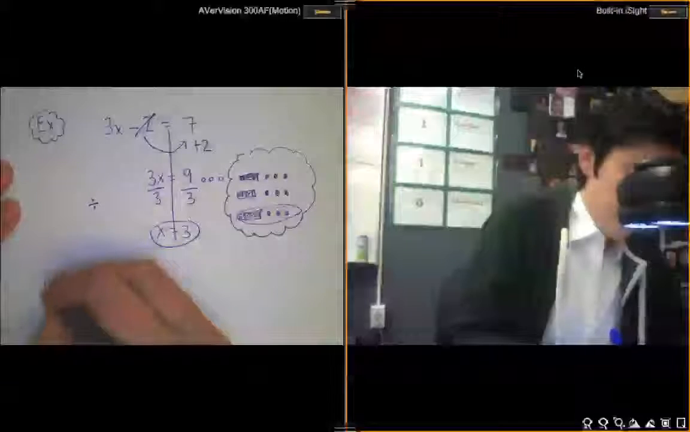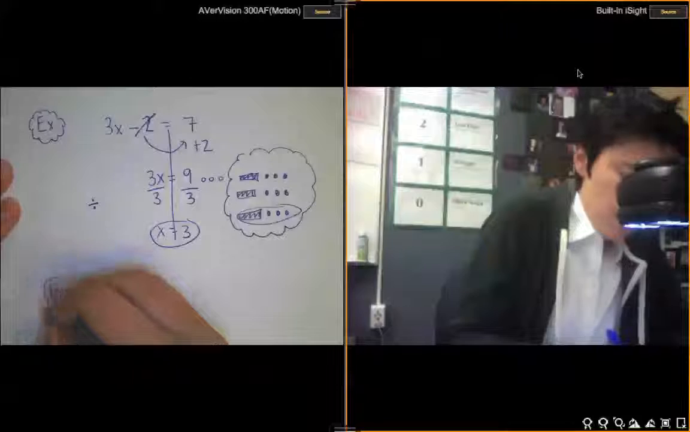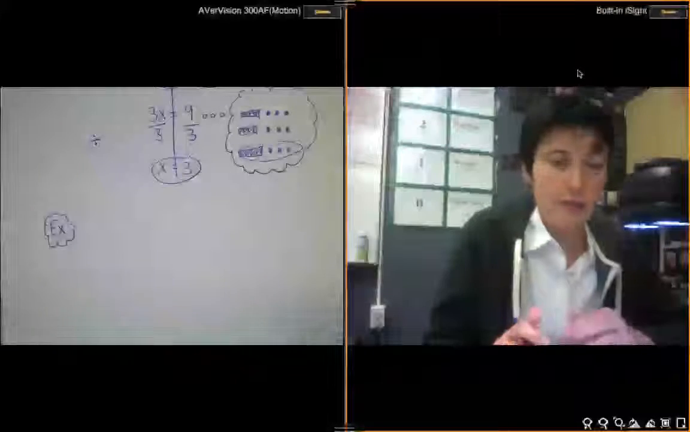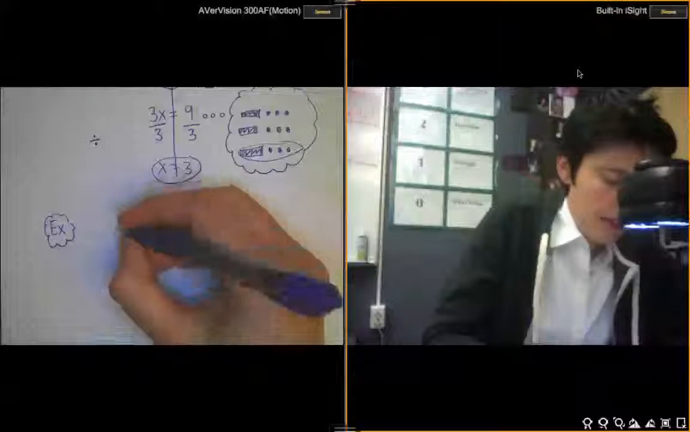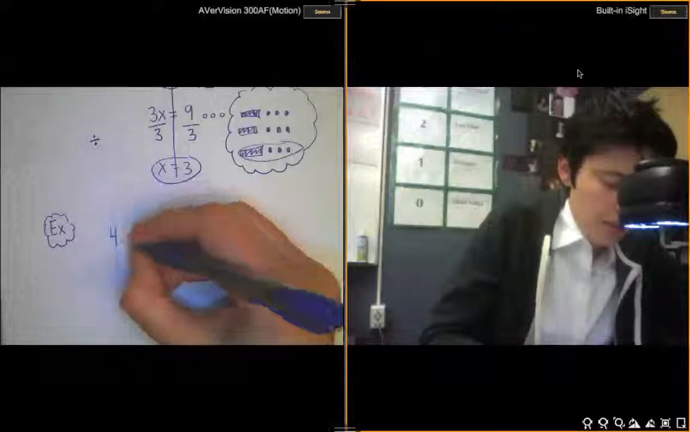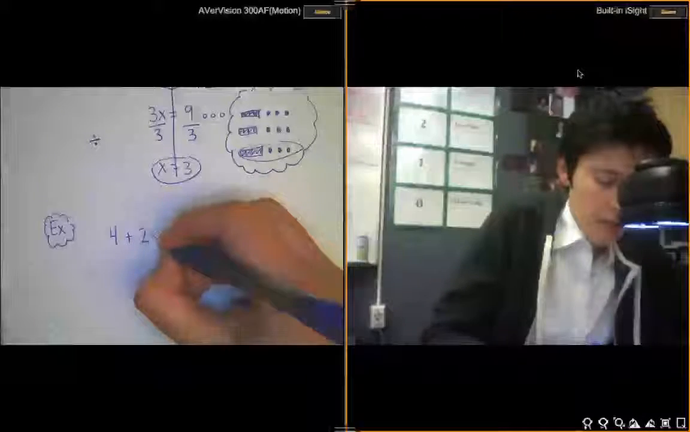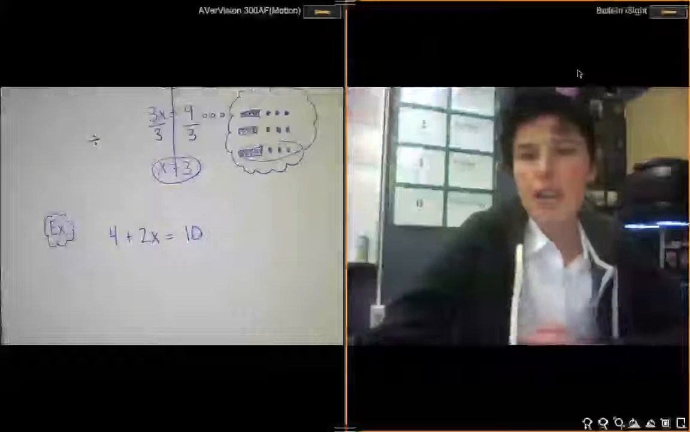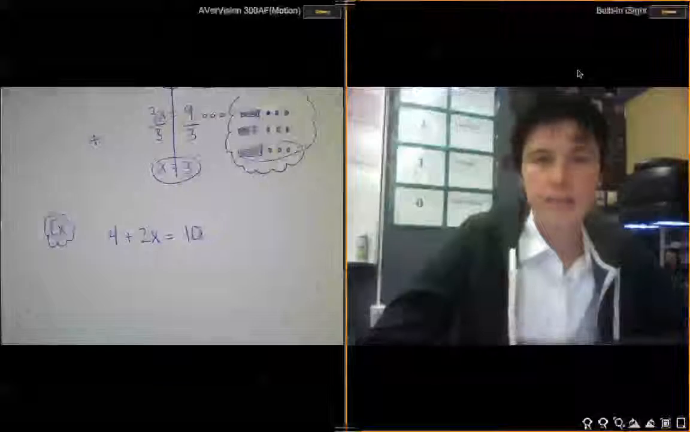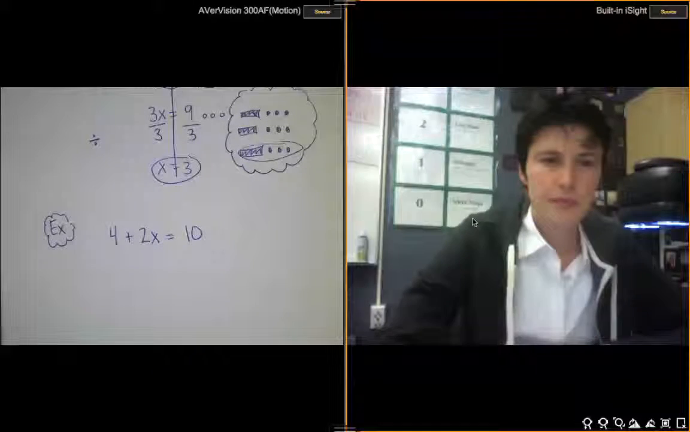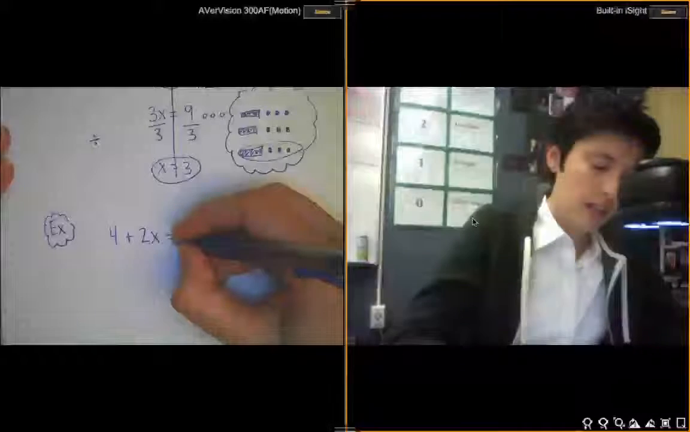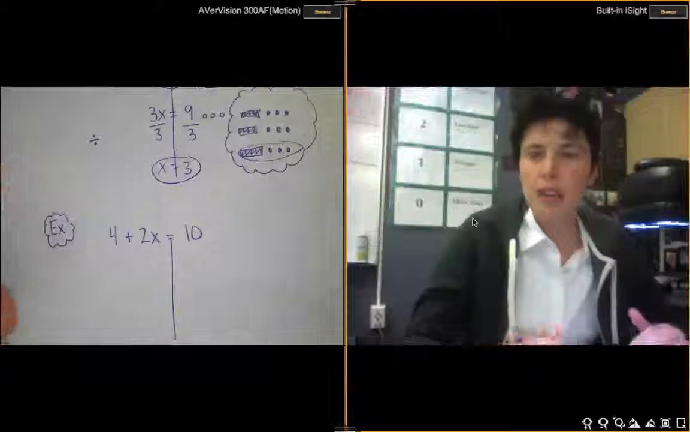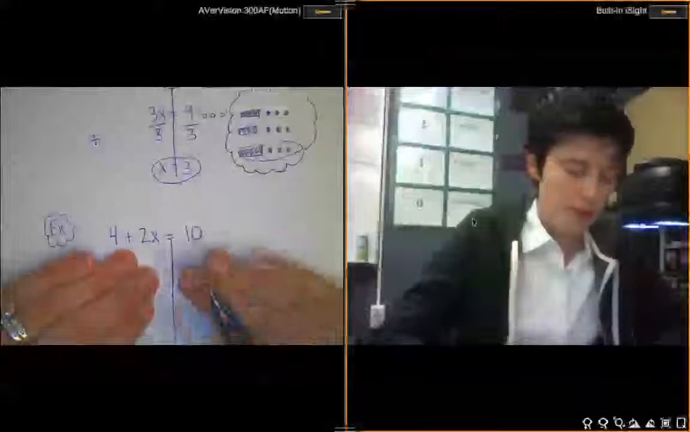Next example. And this time I'm going to encourage you to pause the video and go through the steps on your own first. So this time we're going to have 4 plus 2x equals 10. Give it a try. Stop the video. See if you can do it. Okay, so we're putting a line down the middle of the equal sign, kind of mimicking what it would be like on a mat. Here's the left, here's the right.